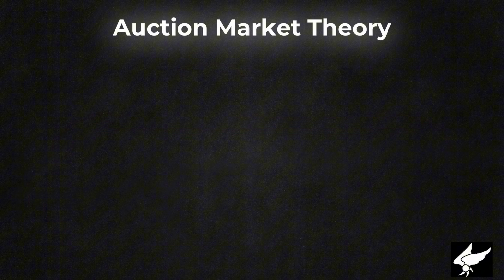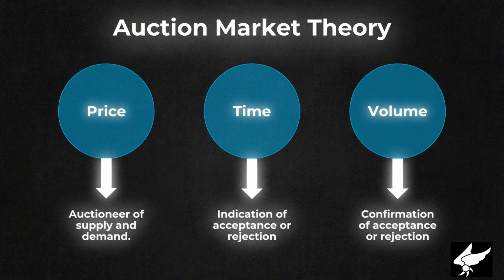In auction market theory, we have three main components: price, time, and volume. Price acts like an auctioneer that balances the forces of supply and demand in the market at all times. Time serves as an indicator of acceptance or rejection, like it can be seen in the market profile methodology. The amount of time price spends in a price level shows whether price accepts or rejects that level. Volume helps confirm acceptance or rejection. Areas of acceptance are marked by higher volume, and areas of rejection are marked by lower volume.